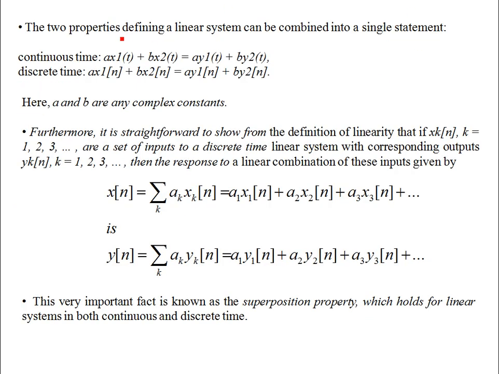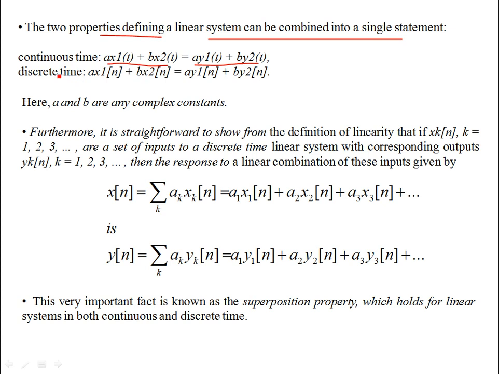So the two properties defining the linear system can be combined into a single statement. That is the weighted sum of the continuous time signals. If it's a continuous time system, it handles continuous time signals. So if you make a weighted sum of the scaled or weighted signals, you make a superposition of those, then the output will be the superposition of the individual responses, weighted responses. Okay, these are the weights. A and B are the weights.